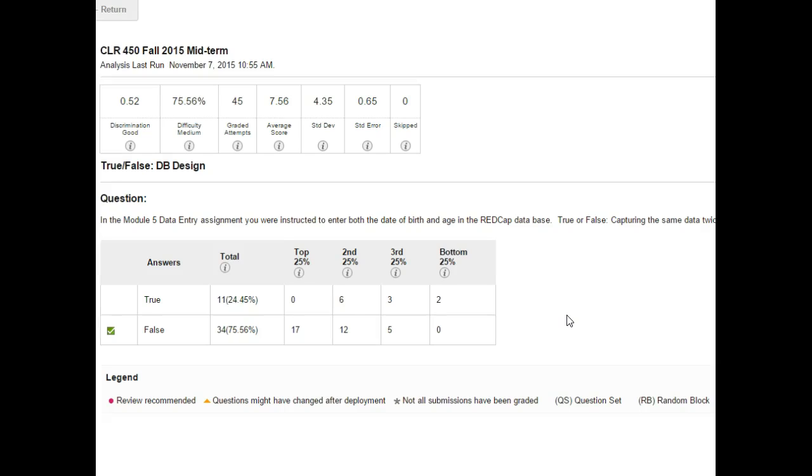And I actually wanted you to experience that firsthand. So in the Module 5 assignment, I had you enter both the date of birth and the age, and I deliberately put some errors in there because I wanted you to see how that occurs and why you don't want to do it. The question on the test was, does capturing the same data twice ensure you have the correct data? No, that is false. It actually creates more possibility that you will have an error.